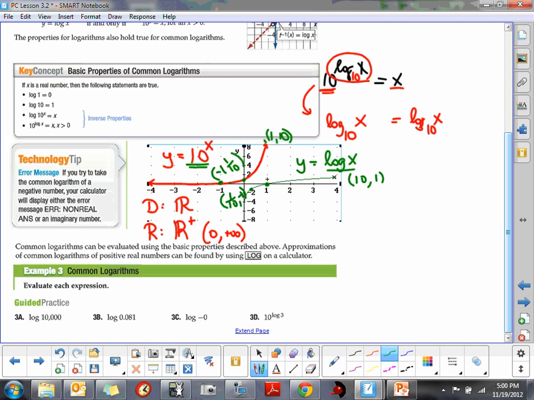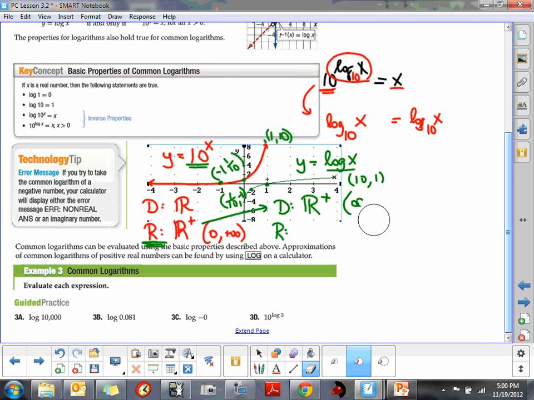This is our inverse function graph, and because it's the inverse, the domain and the range of our inverse function have to get turned around just like our ordered pairs get turned around. So the domain of a logarithm function is the range of the exponential function. So it's going to be transferred as all positive reals, or in interval notation, it goes from 0 to infinity.